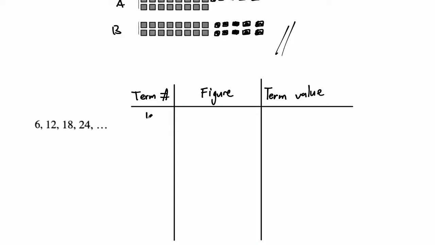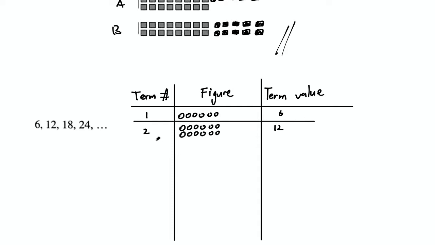So we're given terms 1 to 4. Okay, term 1 is going to be 6. So what we can do is have 6 circles like so. Okay, and the term value, right, is going to be 6. For figure 2, all we have to do is take this, and we're going to take this, copy it. If we have 2 of these in a row, we can have 12.